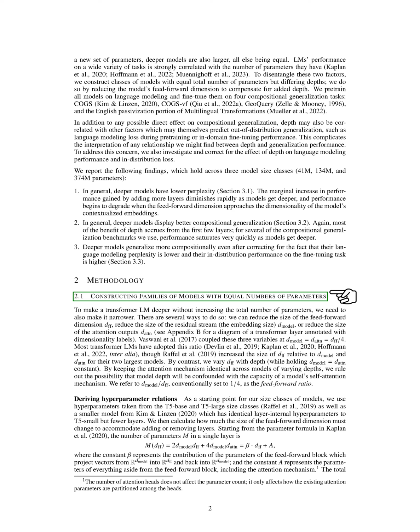To create deeper models without increasing the total number of parameters, we had to make them narrower. We did this by reducing the size of the feed-forward dimension, the size of the residual stream, or the size of the attention outputs. We kept the attention mechanism the same across all models to avoid confounding the effects of depth and the capacity of the model's self-attention mechanism.